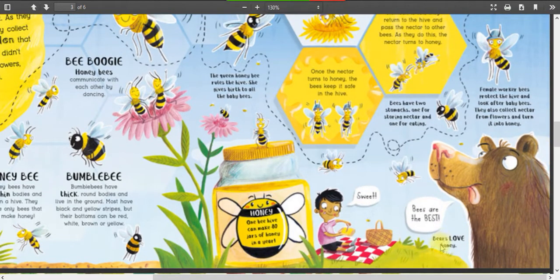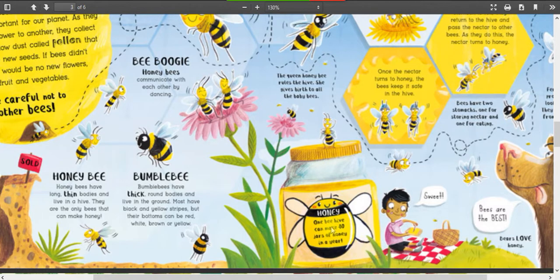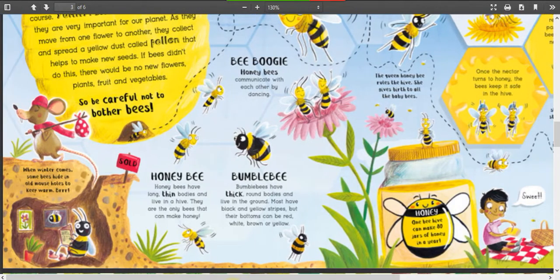This bit says bears love honey. This fact here says 1 beehive can make 80 jars of honey in a year. Then we've got a last little 3 bits here about bees. This bit says honeybees. Honeybees have long, thin bodies and live in a hive. They are the only bees that can make honey.